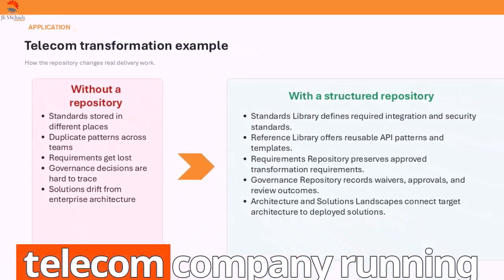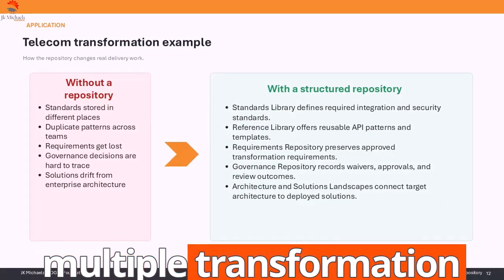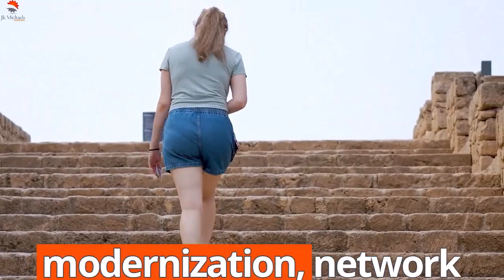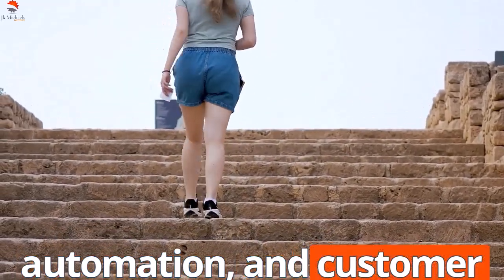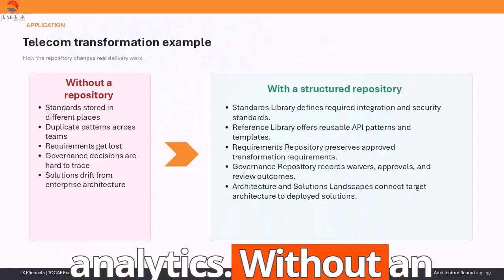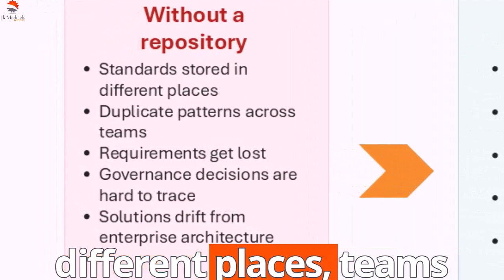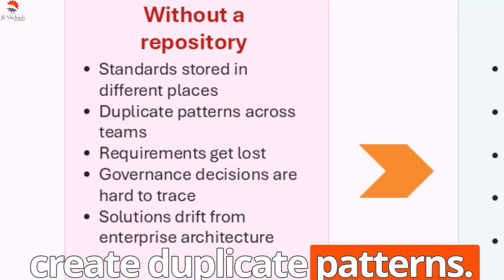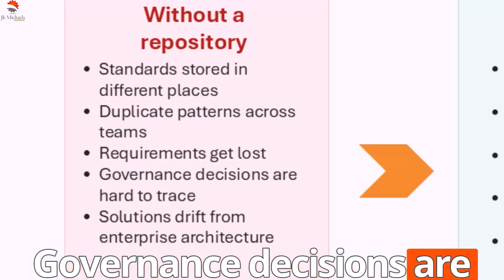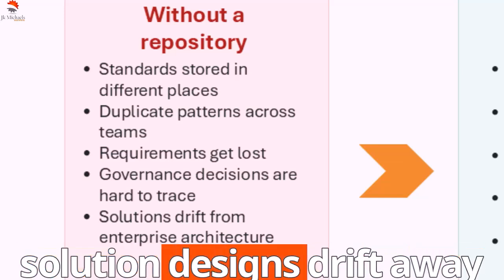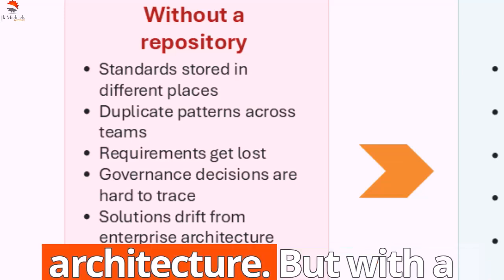Imagine a large telecom company running multiple transformation initiatives: digital onboarding, billing modernization, network automation, and customer analytics. Without an architecture repository, standards are stored in different places, teams create duplicate patterns, governance decisions are hard to trace, requirements get lost, and solution designs drift away from enterprise architecture.